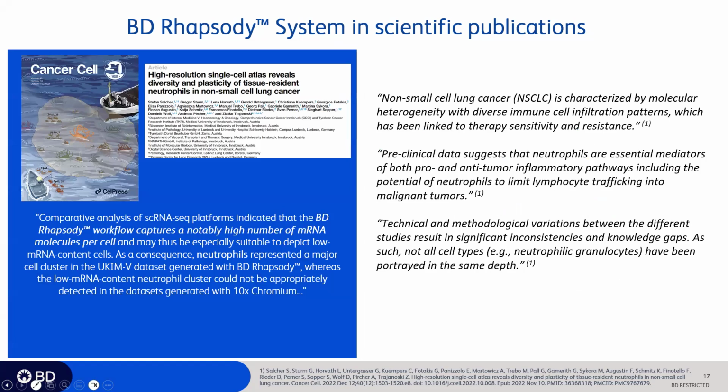Similarly, we have this group out of, I believe, Austria that was trying to make a single cell atlas for their non-small cell lung cancer model, and they were struggling to find their granulocytes in physiologically relevant proportions using the 10x platform. They found that not only were they able to find these cells using our system, but that they were able to capture a notably higher number of mRNA molecules per cell. So really great system for all cell types, especially fragile cell types that are prone to lysing when you look at them a little bit funny.